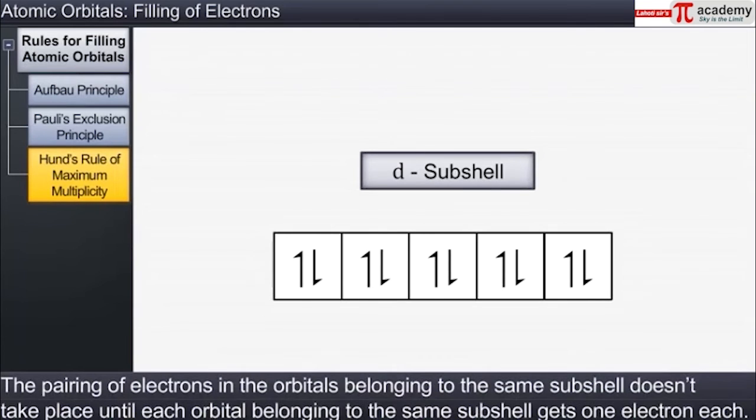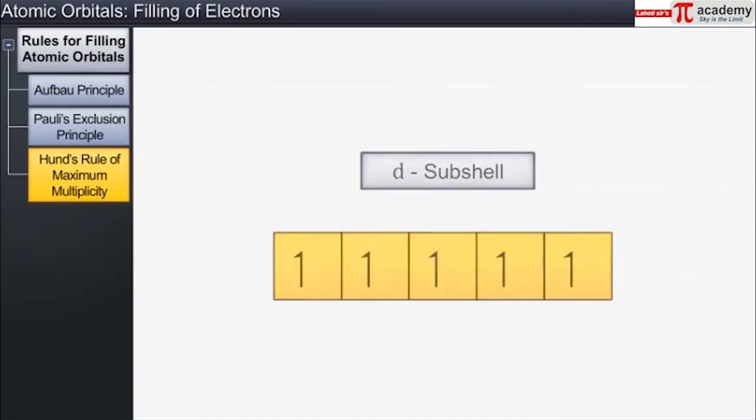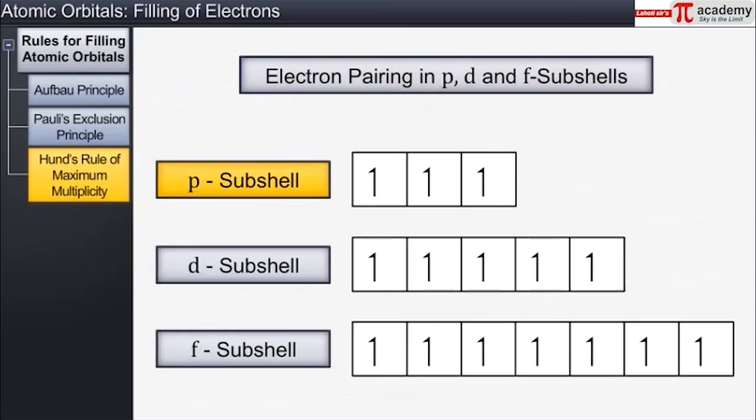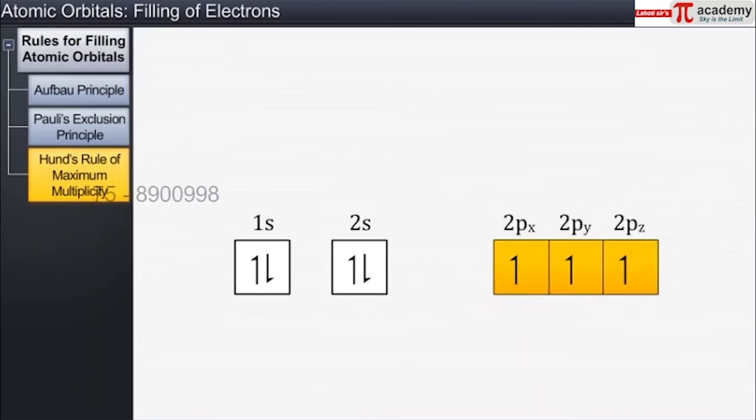It can also be stated as the pairing of electrons in the orbitals belonging to the same subshell doesn't take place until each orbital belonging to the same subshell gets 1 electron each. Therefore, electron pairing in p, d or f subshells cannot take place until each orbital of a given subshell contains 1 electron each. In other words, pairing of electrons in p, d and f subshells starts with the 4th, 6th and 8th electron respectively, as shown here. Also, all the singly occupied orbitals will have spins in the same direction.